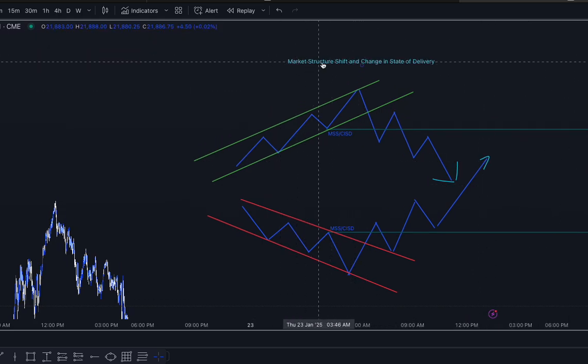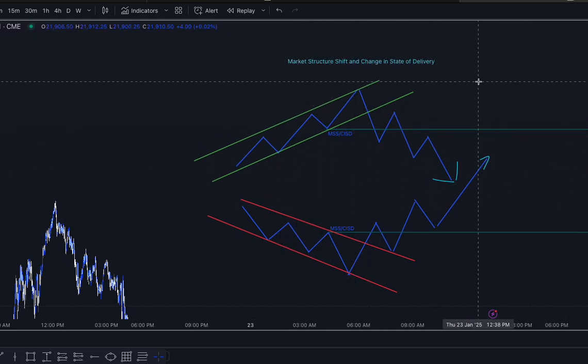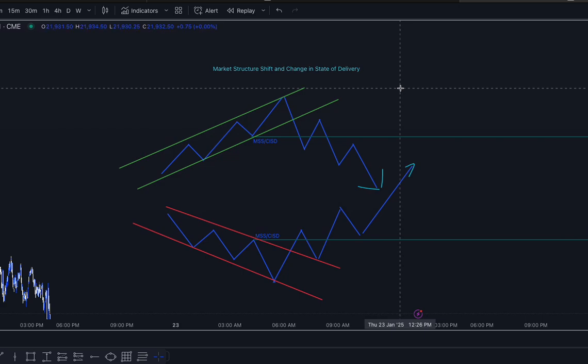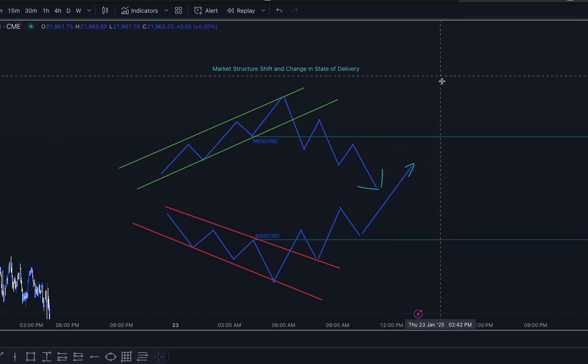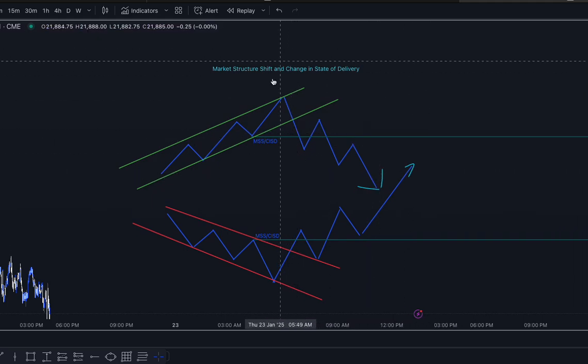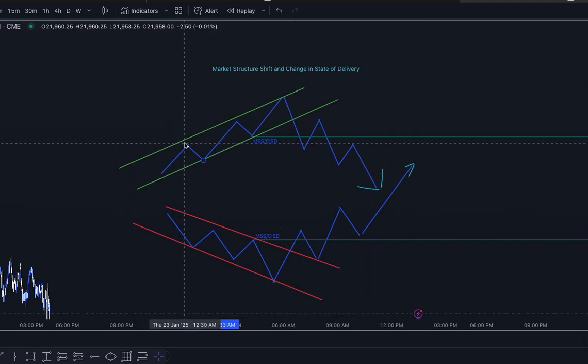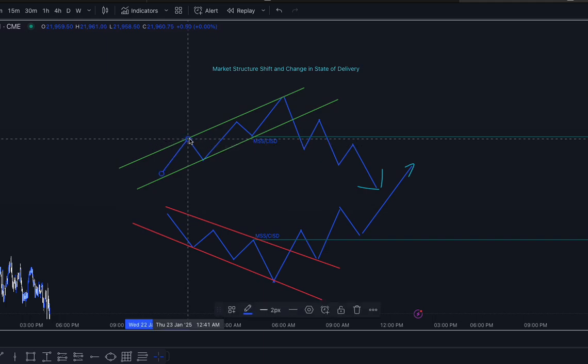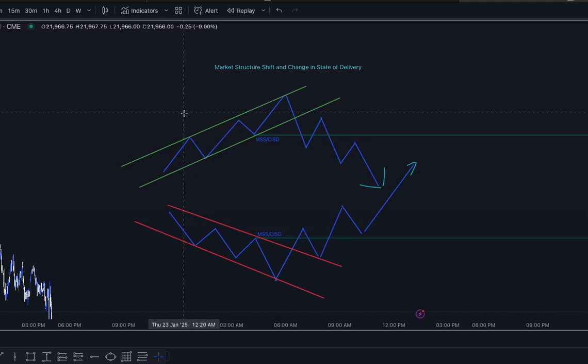Today we're going over market structure shifts and change in state of delivery, which, if you don't know, is the exact same thing. Everybody in the community seems to refer to them as different things. They are the same thing, and I've seen people get that mixed up before, so I just want to clarify that. But let me break into it.